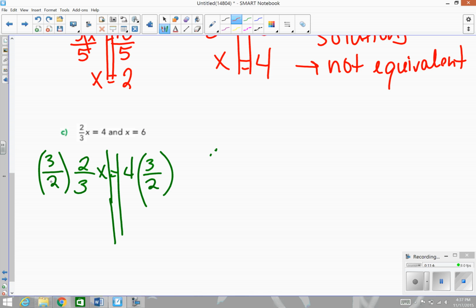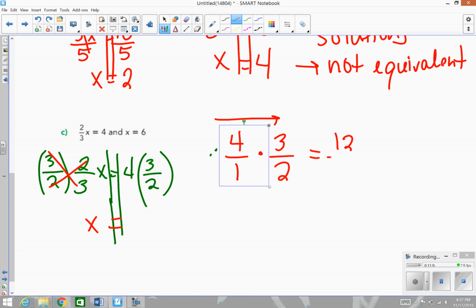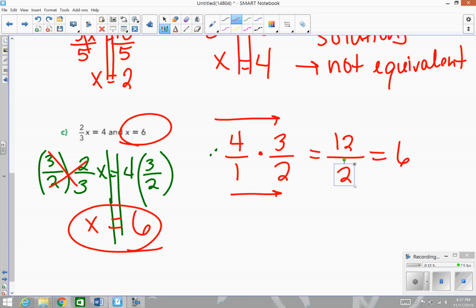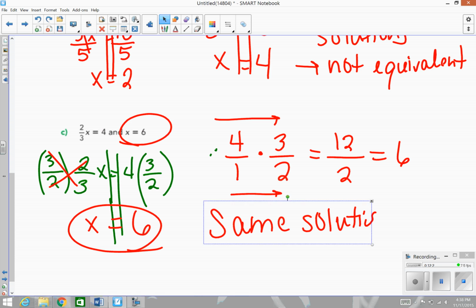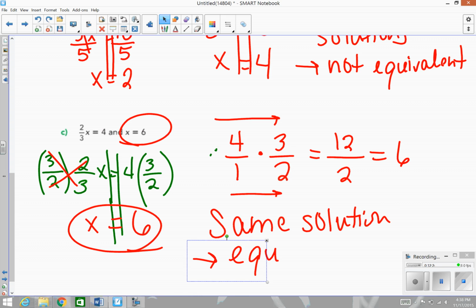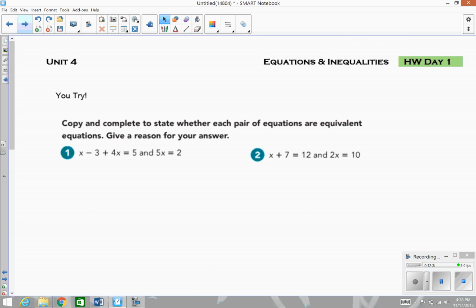Now this is all going to go away, leaving me with just an x. Over here, I might want to do a little bit of work off to the side. 4 over 1 times 3 over 2. 4 times 3 is 12, and 1 times 2 is 2, and 12 over 2, or 12 divided by 2, is 6. So I'm getting x equals 6, and comparing that to my other solution, they are indeed the same. So we would say same solution. Therefore, equivalent.